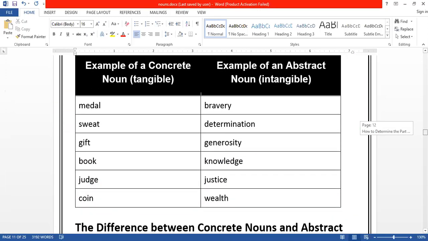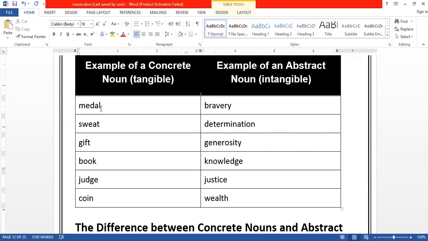Can you people see here? These are concrete nouns, like we have medal. So a medal can be what? It can be touched, it can be seen. But can you see bravery? Bravery cannot be seen. This is the abstract noun.